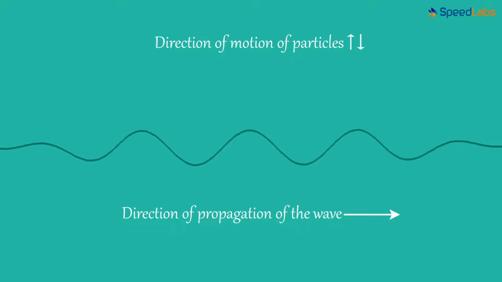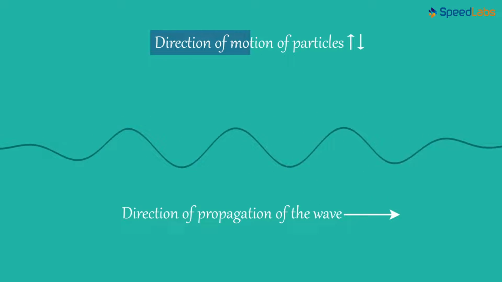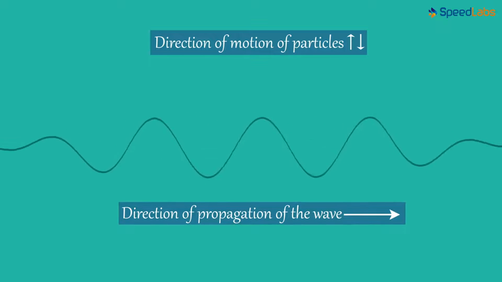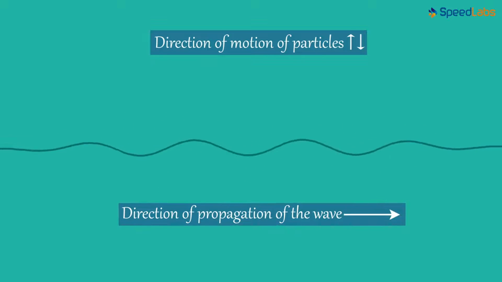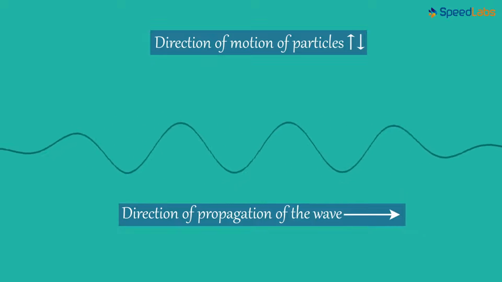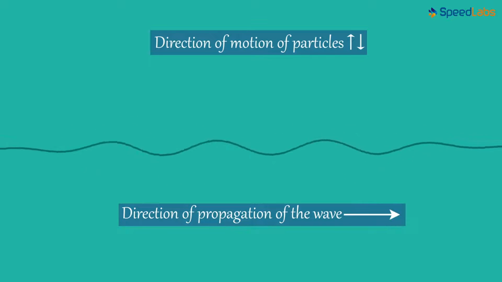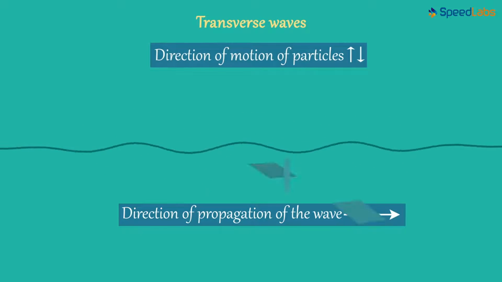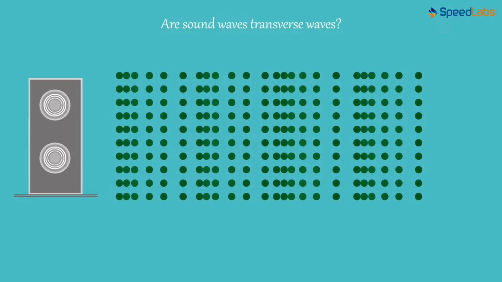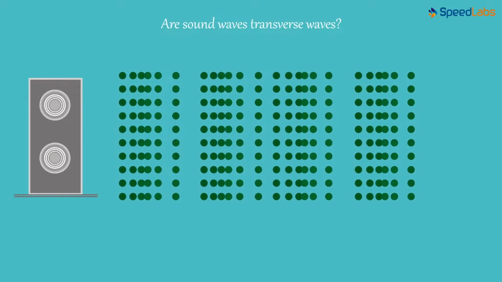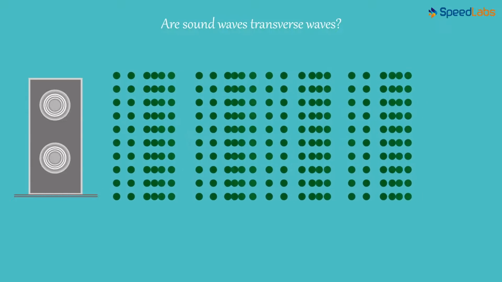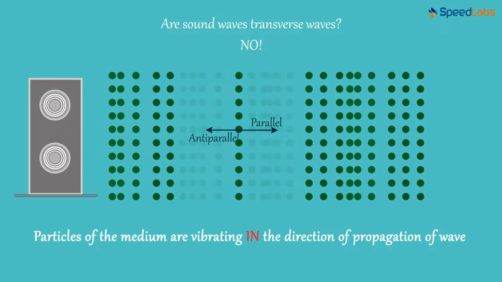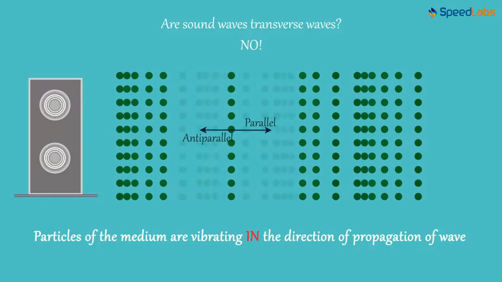Let me repeat it once. The particles in the string are moving up and down while the direction of propagation of the wave is towards the right. The particles are vibrating in a direction perpendicular to the direction of the wave. Such waves are called transverse waves. So are sound waves transverse waves? The answer is no, and it's because the particles of the medium are vibrating in the direction of propagation of wave.